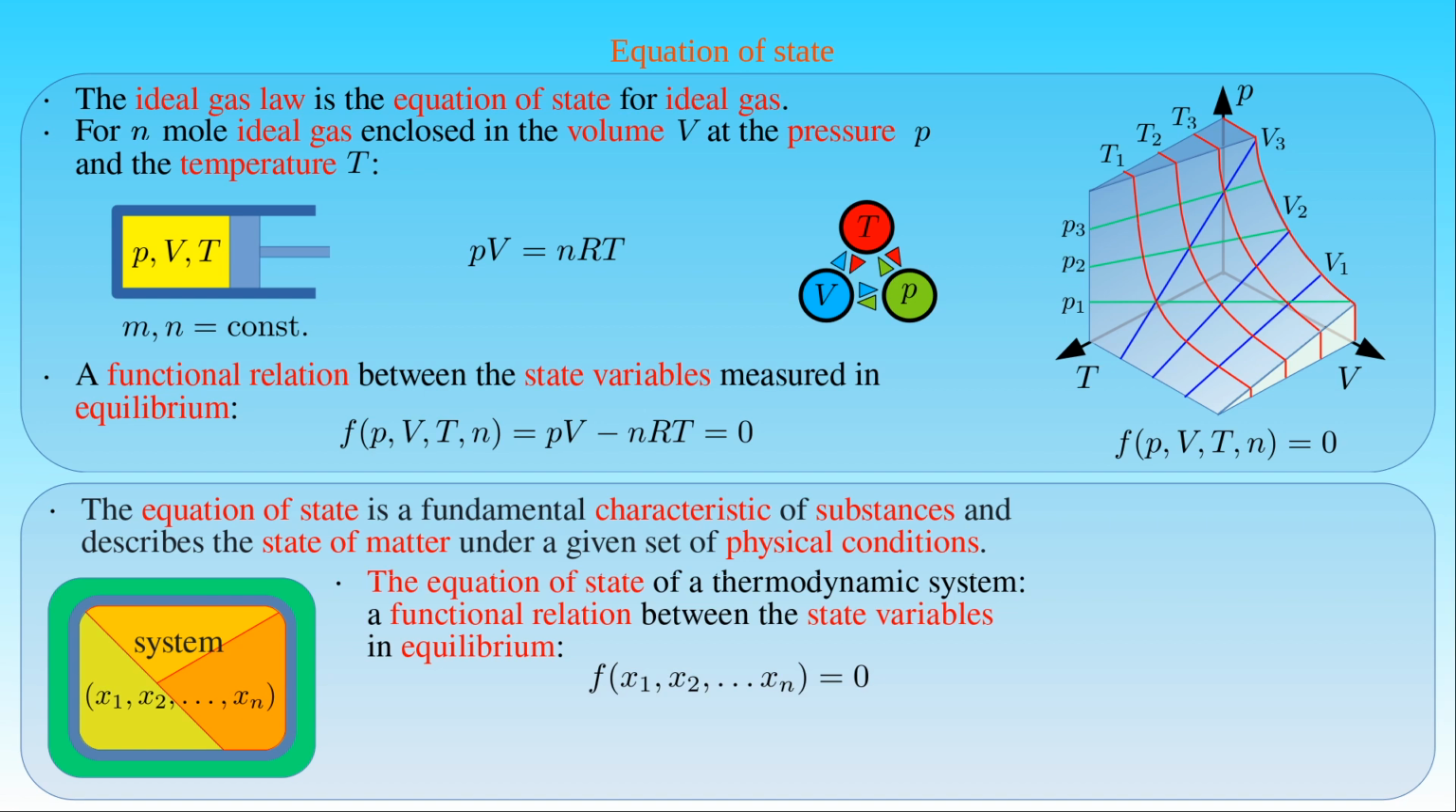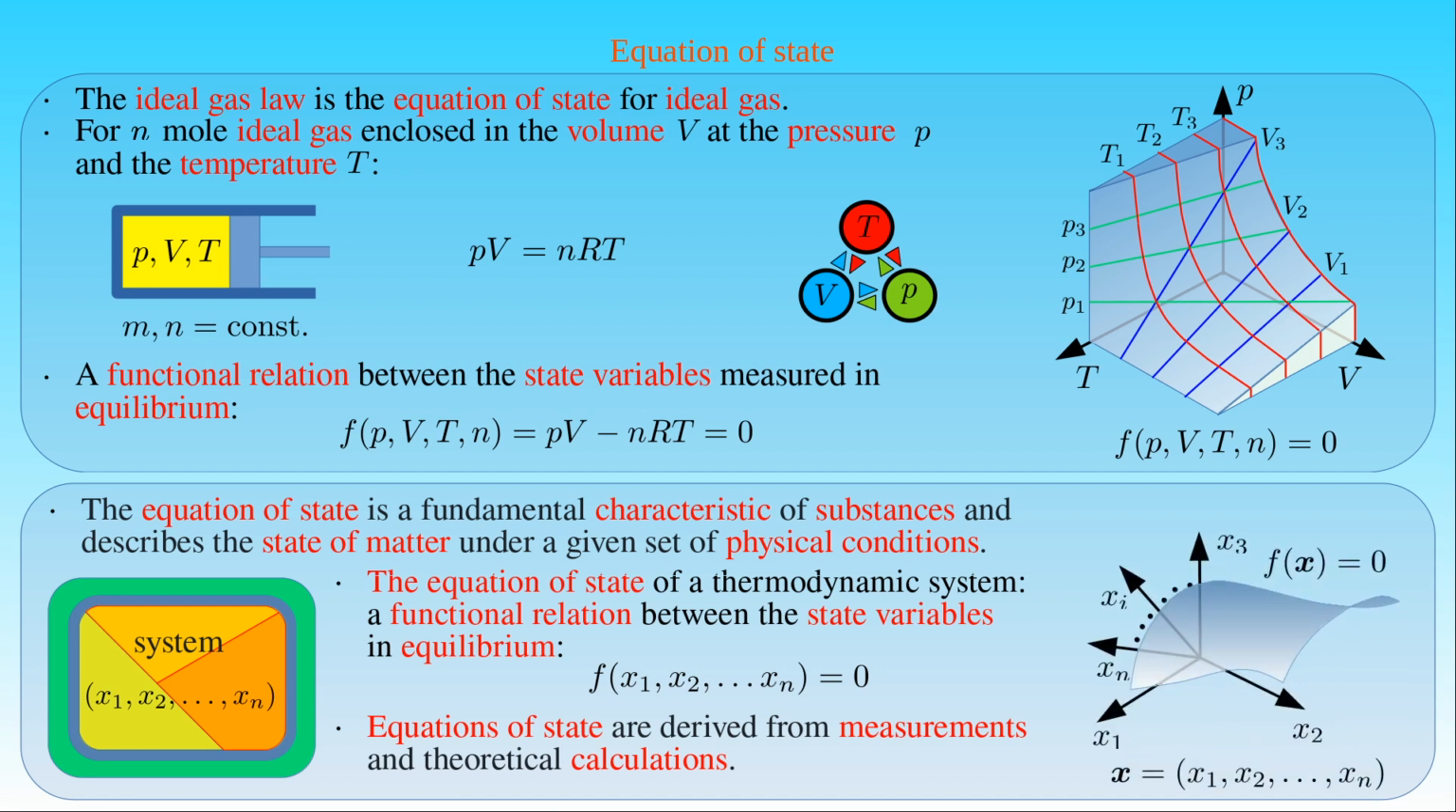In fact, equations of state are derived by applying thermodynamic relations between the state variables, together with either experimental measurements or theoretical calculations based on the methods of statistical physics, using various models of interactions between particles in a system. If the equation of state of a thermodynamic system is given, then it can be represented by an n-1 dimensional hypersurface in the n-dimensional state space. This hypersurface can be considered as a constraint surface for the thermodynamic states of the system, that is, any possible state lies on this hypersurface.